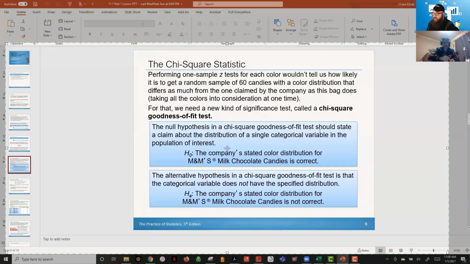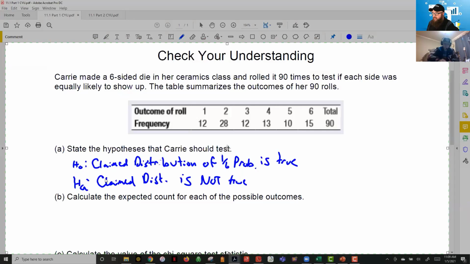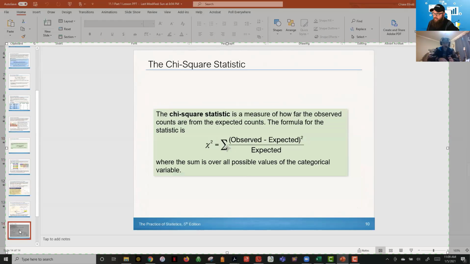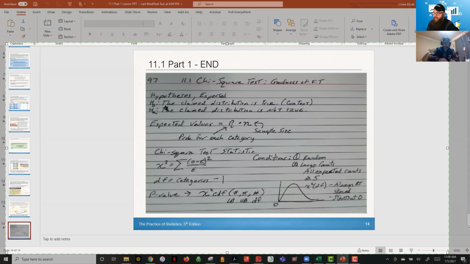You're stating that it's good or it's not good. Looking at the big ideas overall, the hypotheses are always labeled in this setup: your null says whatever the context of the problem claims is true, and your alternative says it's not true. That's how you go about doing this every time we're dealing with a goodness of fit test for the chi-squared setup.